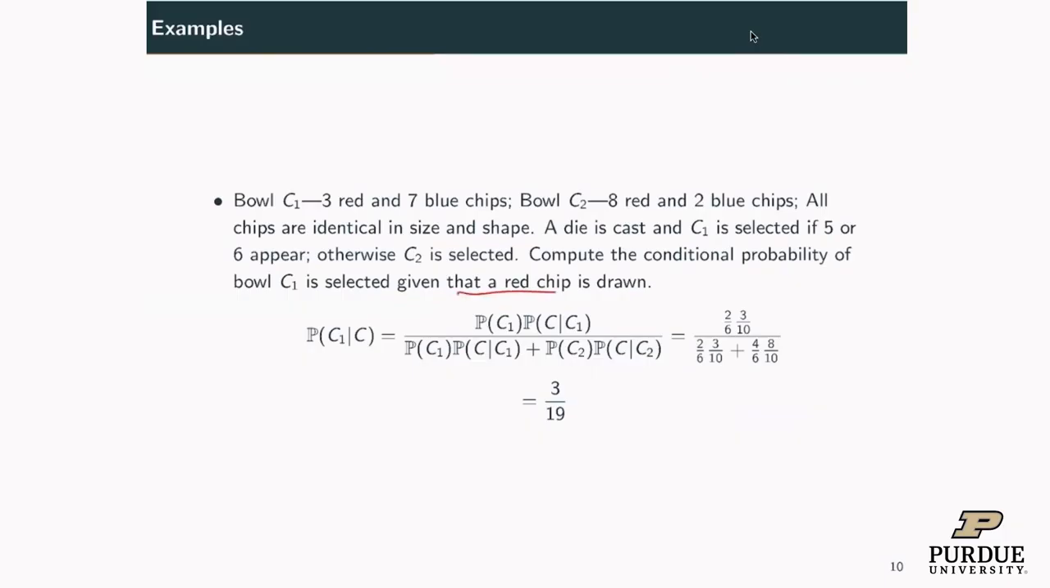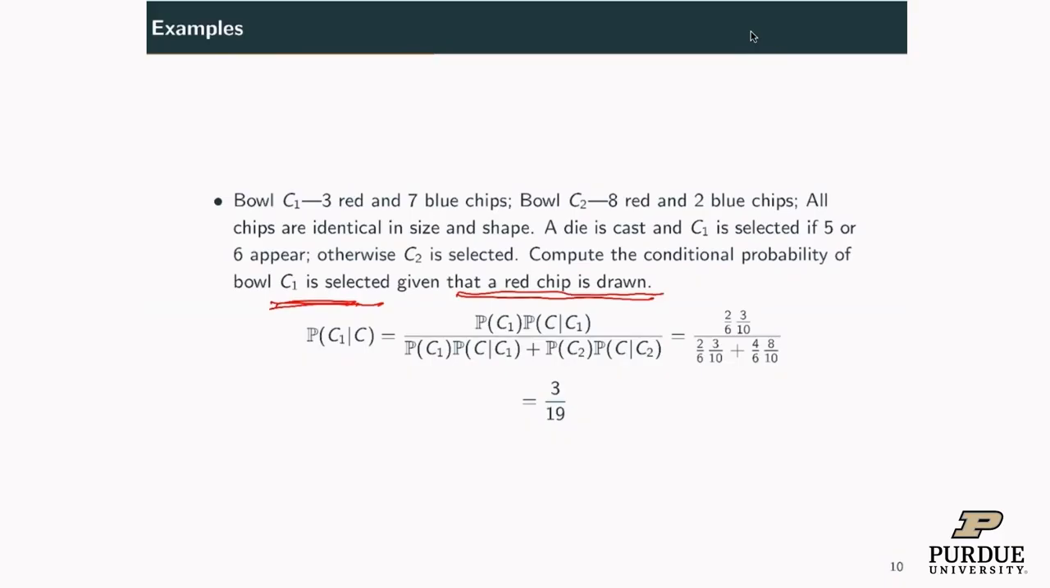So we know a red chip is drawn. Now we are asked to calculate the probability that C1 is selected. We flip the order. So the probability of C1 given C, where C is that a red chip is drawn. By the Bayes theorem, the numerator is the probability of C1 times the probability of C given C1. The denominator is the law of total probability.